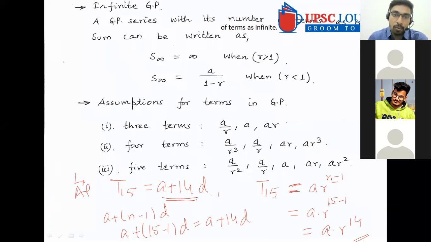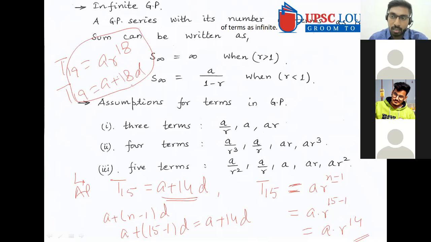Okay. So suppose someone asks what will be the 19th term for GP. So you can directly write it like this. For AP, this will be A plus 18D. Is this thing clear or not? Please tell me. Clear. Okay, fine.